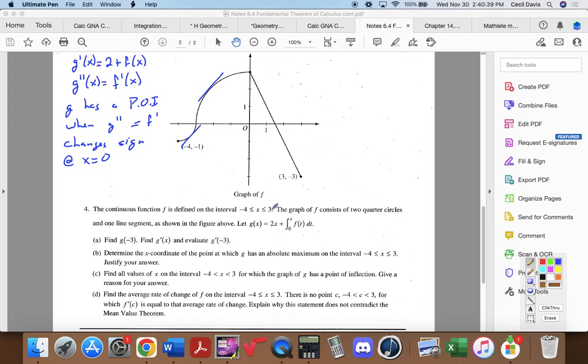All right, and in the interest of time, we're not going to do this last part entirely, but it asks you to find the average rate of change. All of you know how to do that. Then it says there's no point in between the two endpoints where the derivative is equal to the average rate of change. Why does this statement not contradict the mean value theorem? Because this function is not differentiable at x equals 0, so the mean value theorem doesn't apply to it.